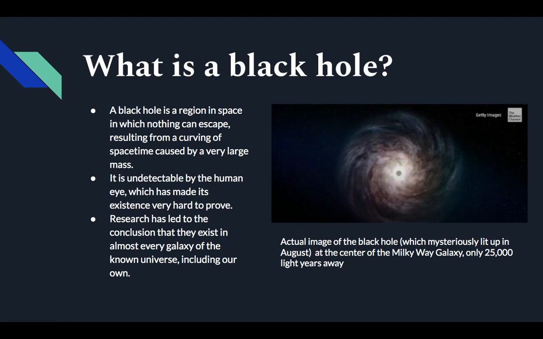It is actually undetectable by the human eye, which has made its existence very hard to prove. But research has led to the conclusion that they exist in almost every galaxy of our known universe, including our own. And this is an image of a black hole that is centered in the Milky Way galaxy, only about 25,000 light years away from us. This is a supermassive black hole, and they're more rare, and they're mostly found in the center of galaxies. But there are actually smaller stellar mass black holes that exist in hundreds of millions in our galaxy.